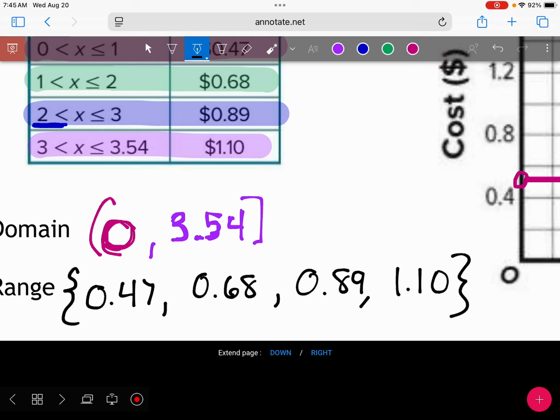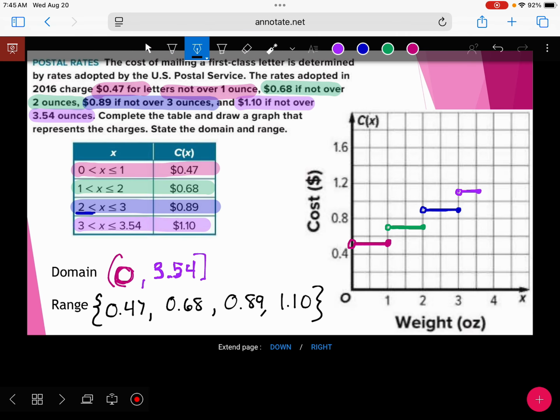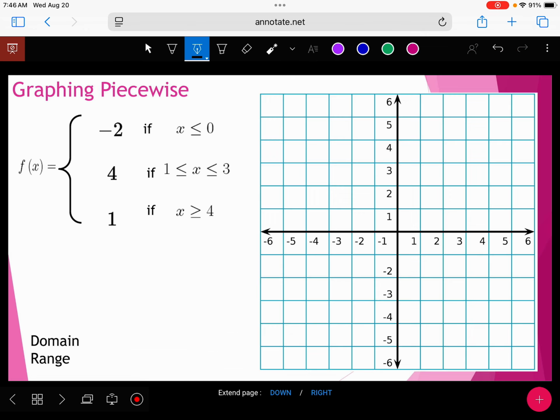Okay. So we're good. Questions on this one? They're weird, and we're going to practice this a little bit more. We've got the one at the bottom. Very similar vibe.